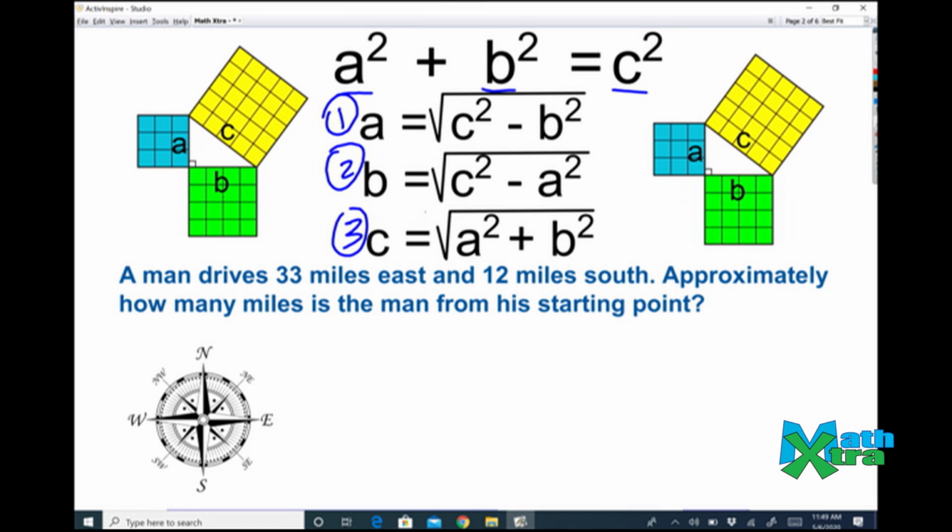So today we're looking at word problems. Specifically, how do we see these word problems with the Pythagorean Theorem in real life? The problem says a man drives 33 miles east and 12 miles south. Approximately how many miles is the man from his starting point?